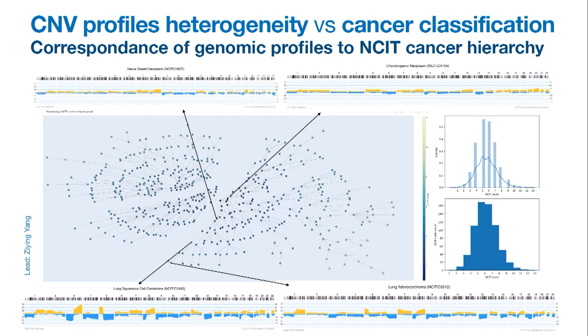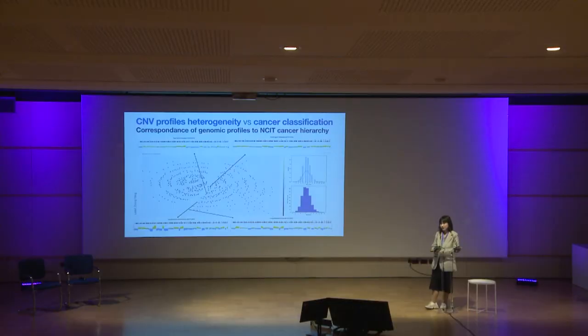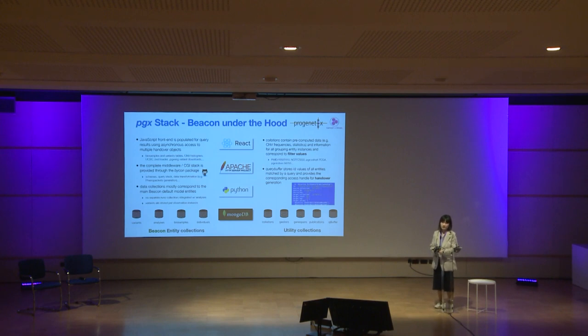Additionally, our database also provides classification mappings, which were already produced for our own data, including the mappings between NCIt cancer codes and ICD-O. These mappings can be accessed through the Progenetix API. So this is the technology stack of the Progenetix database, and the code is open on GitHub. Importantly, our data model is based on the Beacon data model, being fully Beacon version 2 compliant.